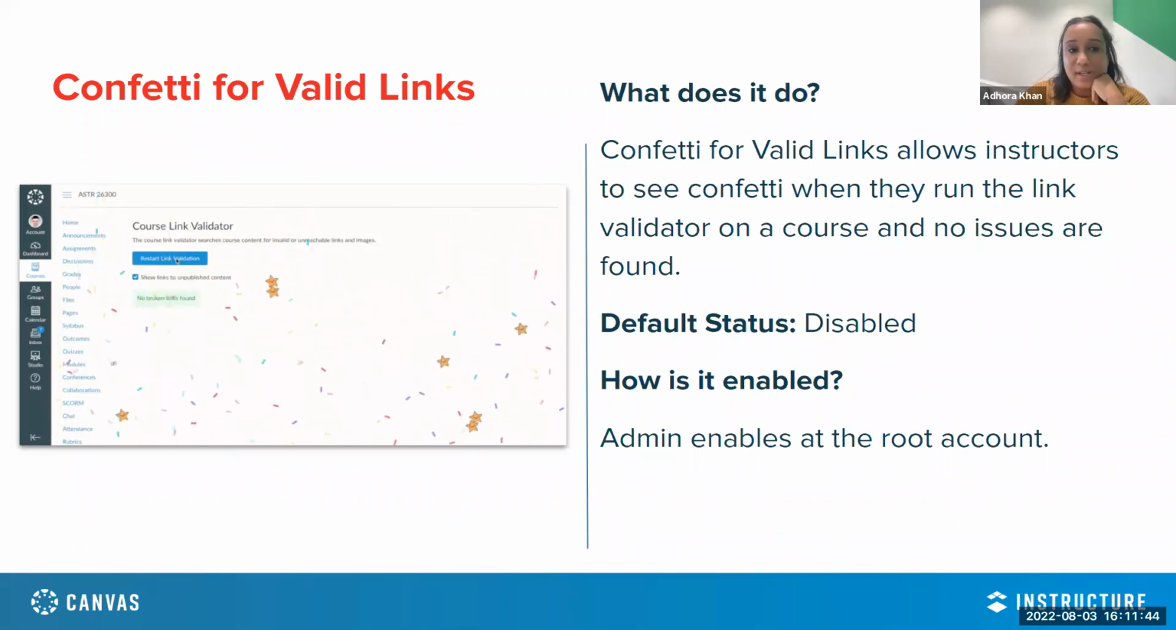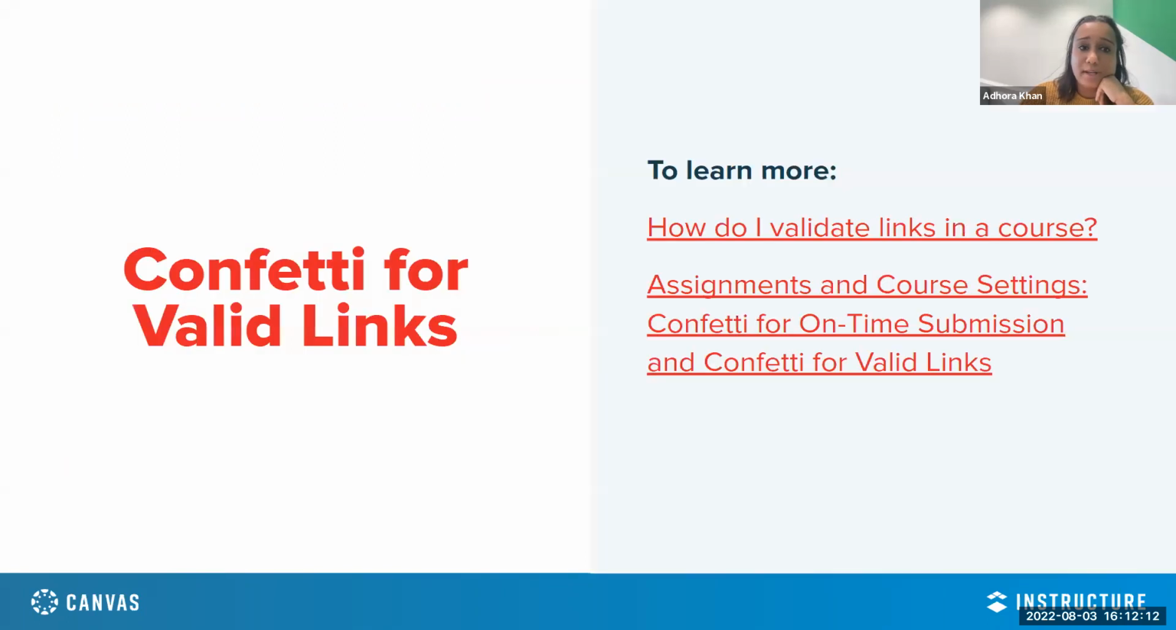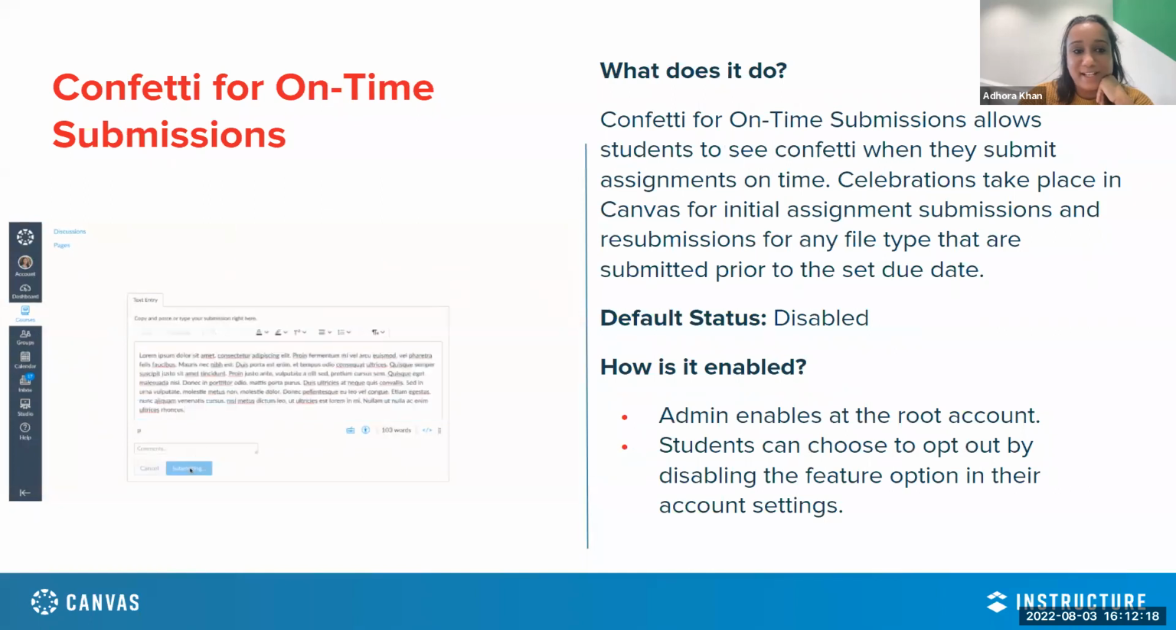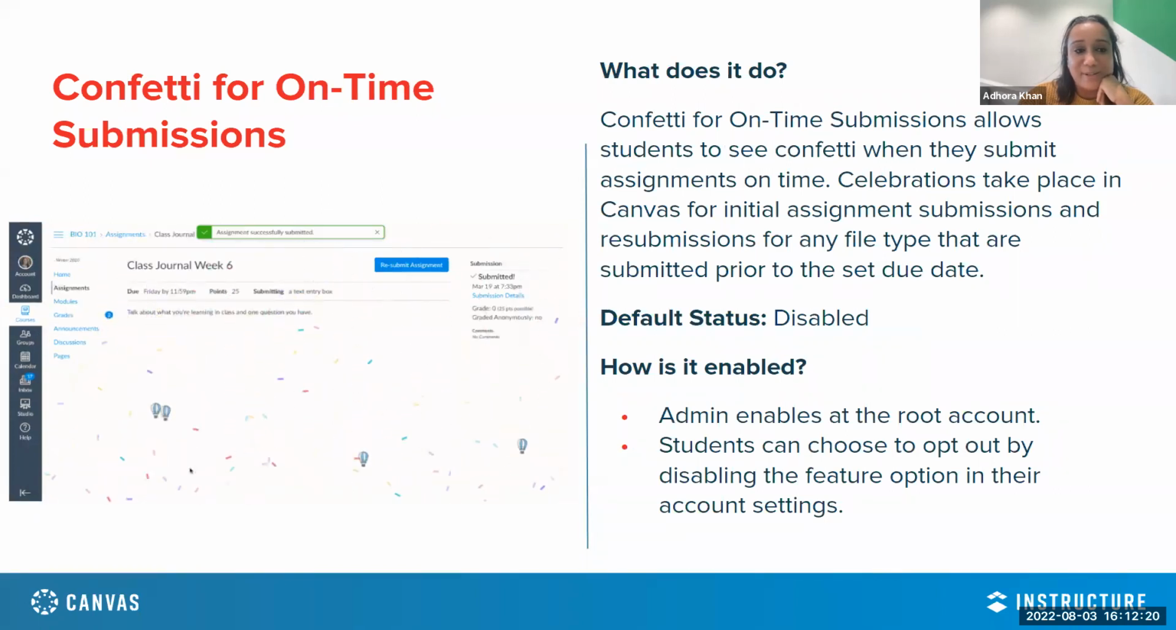Within Canvas, you've got the course link validator. This validator checks all the links within your Canvas course and will let you know if there are any issues found. If no issues are found, a little confetti will spray up on the page itself, as you can see, to let you know that there were no broken links found. And the same goes for on-time submissions. When a student submits an assignment on time, they'll also get that confetti appear on their page.